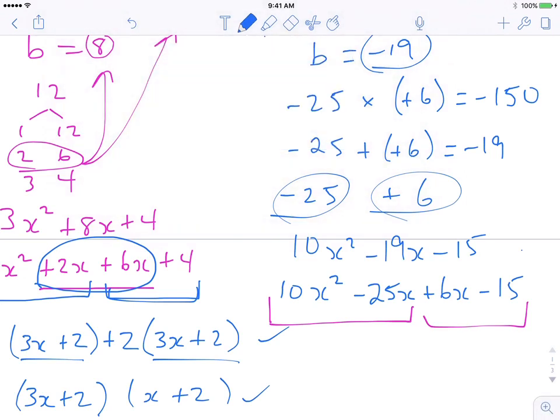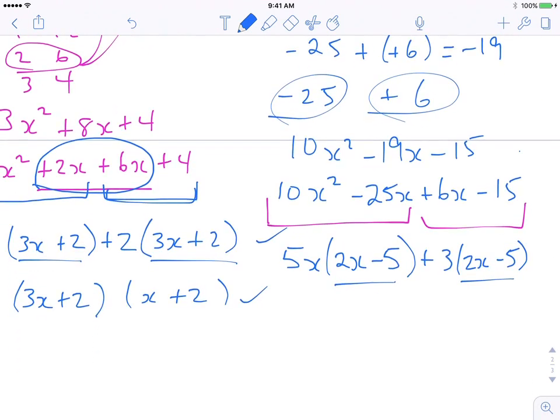So the greatest common factor between 10x squared and negative 25x is, and again, you can pause the video here and try this on your own to see if you're doing it correctly, 5x. 5x times 2x and 5x times a negative 5 would get me negative 25x, plus 3 times 2x minus 5. I'm just taking a quick look to see if what I have in brackets there is the same binomial, and it is, so I'm on the right track. Builds up your confidence while you're doing your work. Then you have 5x plus 3.